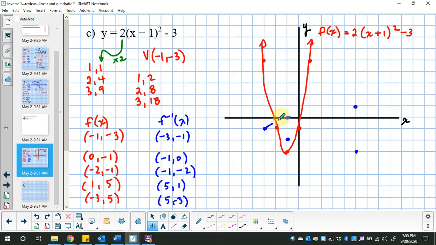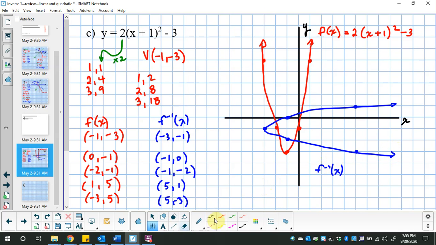Now, just for the record, this is not a function, because it would not pass the vertical line test, and my vertex is a little bit pointier than I want it to be. But that is the f inverse of x.